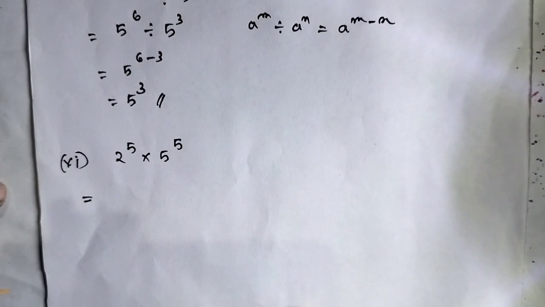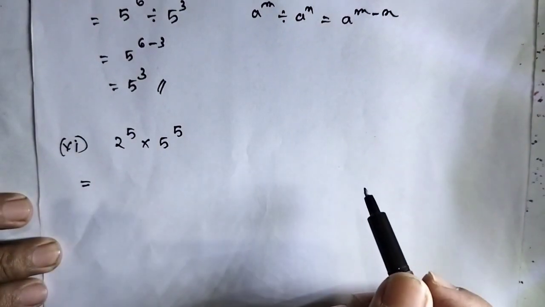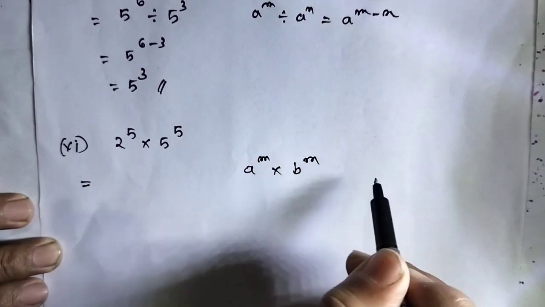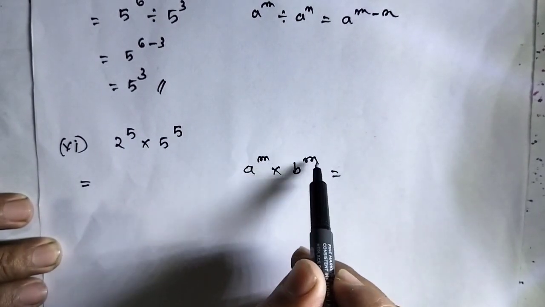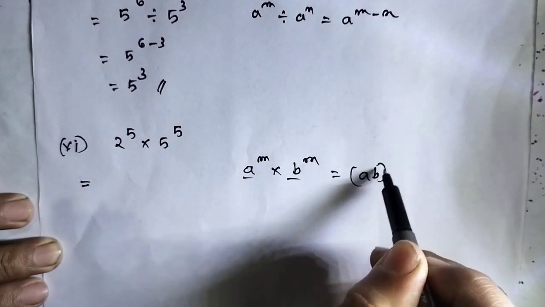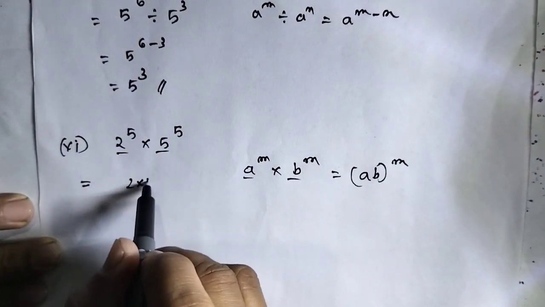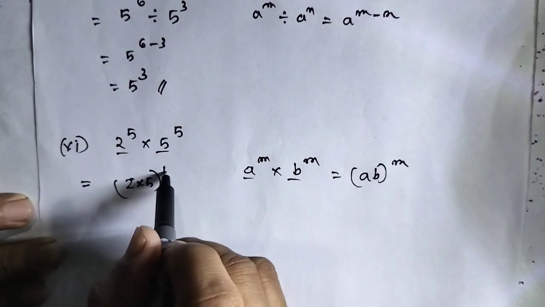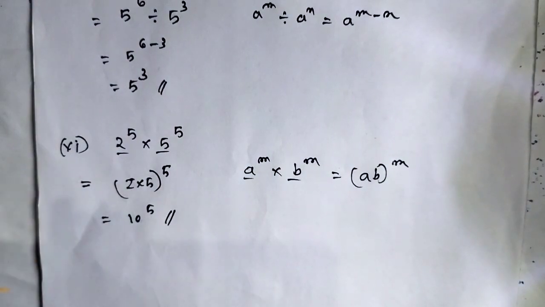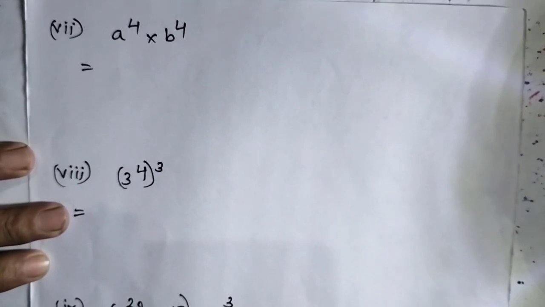Next question is 2 to the power 5 into 5 to the power 5. According to the law of exponents, a to the power m into b to the power m: if the exponents are the same but the bases are different, then it is ab to the power m. So 2 into 5 to the power 5, that is 10 to the power 5. That is the answer.